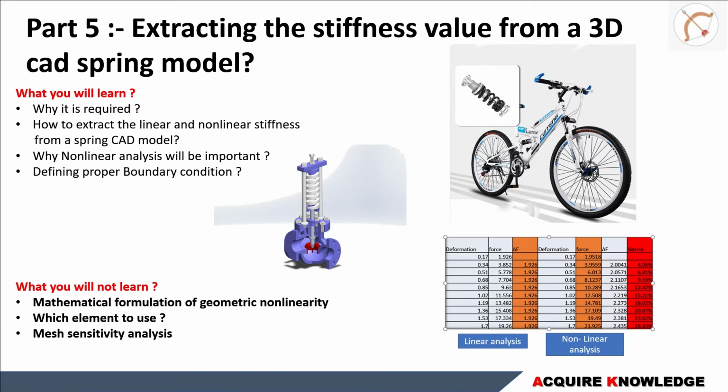In this video, we will discuss extracting the stiffness value from a 3D CAD spring model. After finishing this video, you will learn why it is actually required, how to extract the linear and nonlinear stiffness from a spring CAD model, why nonlinear analysis will be important, and defining proper boundary conditions which will mimic the experimental scenarios. Also, I just want to highlight that we are not going to discuss the mathematical formulation of geometric nonlinearity, or which element to use, or performing the mesh sensitivity analysis.